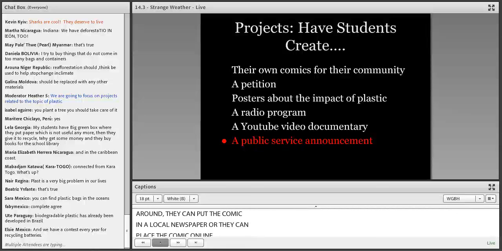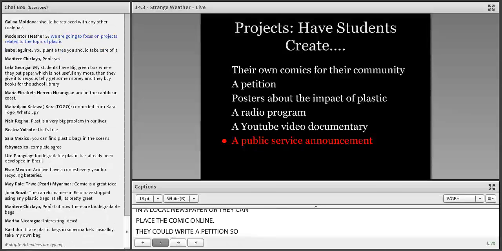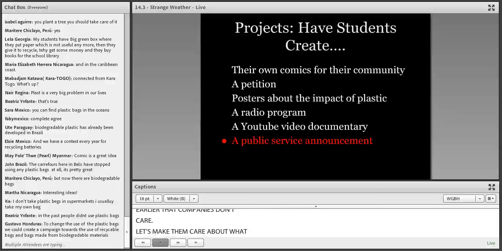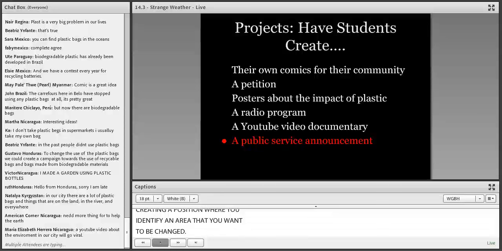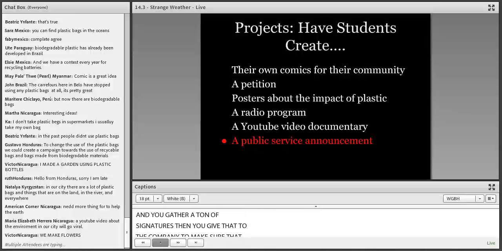So Martha from Nicaragua mentioned earlier that companies don't care. Well, let's make them care about what's going on in the world by creating a petition where you identify an area that you want to be changed, and you gather a ton of signatures, and then you give that to the company to make sure that they understand that you are demanding these changes.